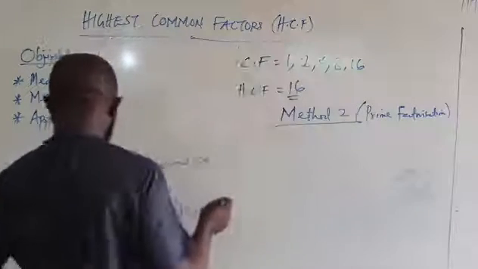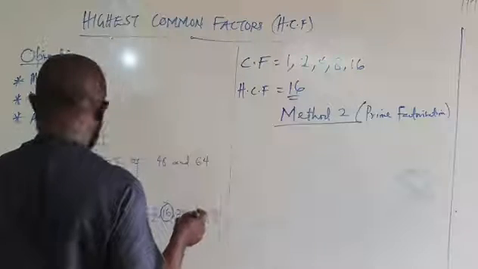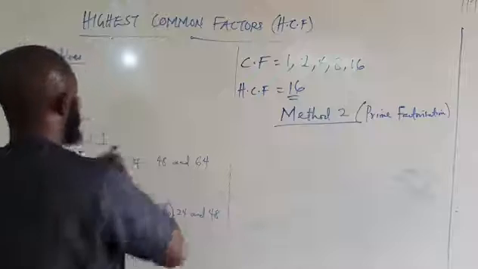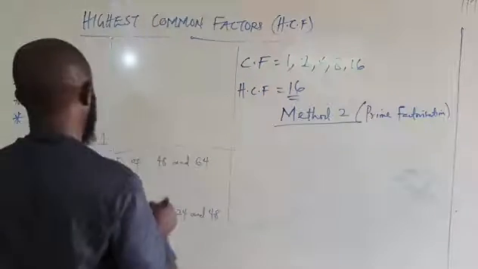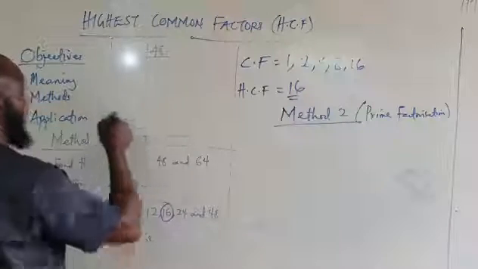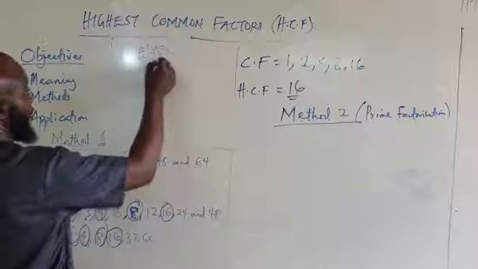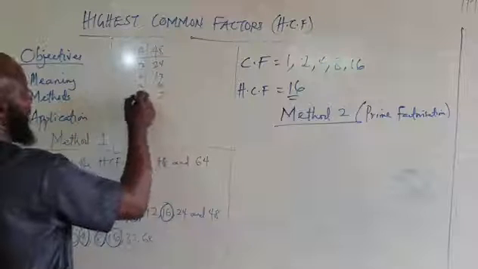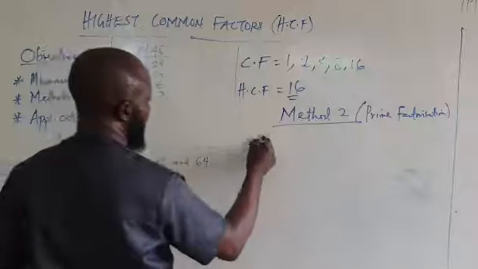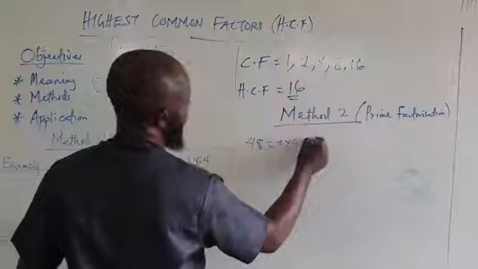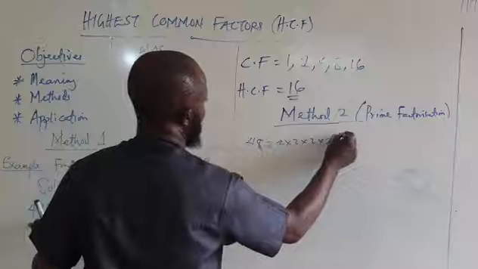So what we're going to do, we're going to express this as a product of its prime factors. Let me use this place as my workspace. So now 48, I will express this as a product of prime factors. That is 2 here, that is 24, 2 here 12, 2 here 6, 2 here 3, 3 here 1. So that means 48 will be 2 times 2 times 2 times 2 times 3.